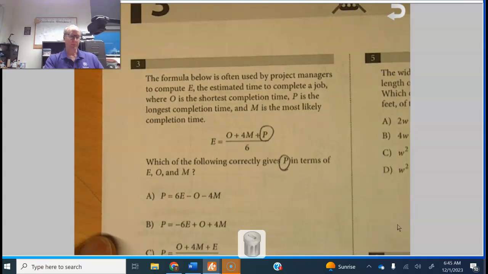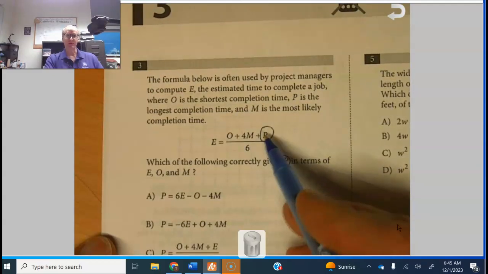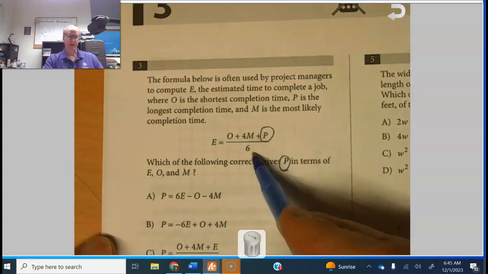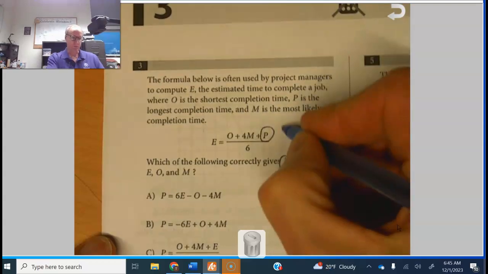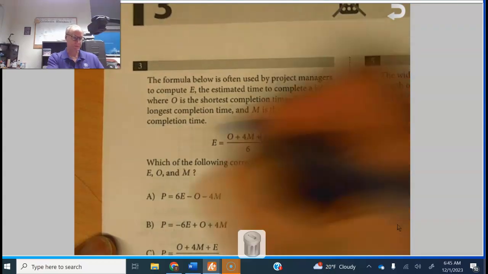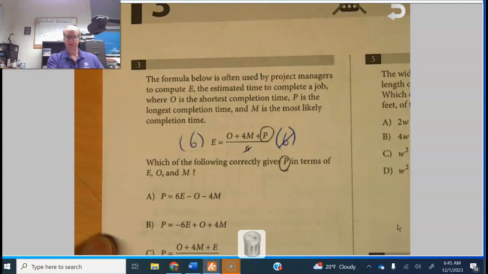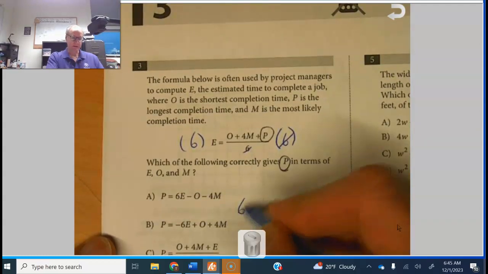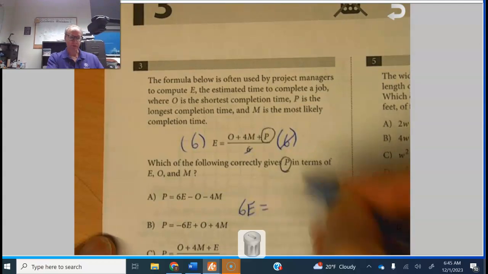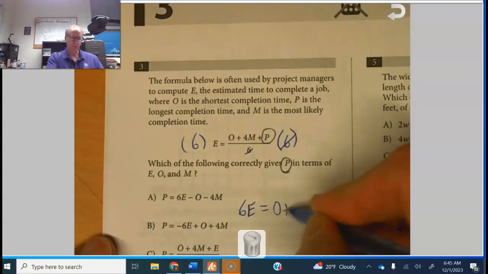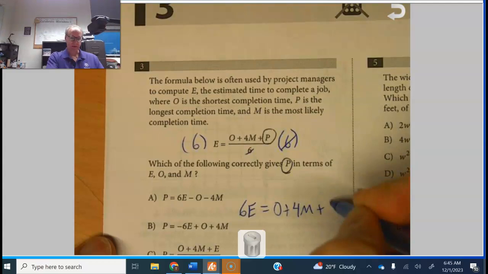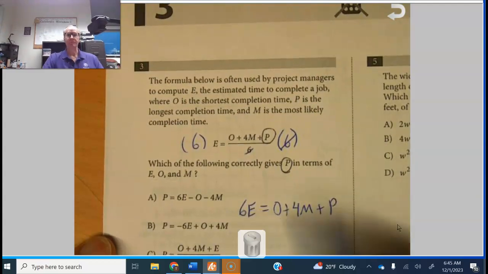And our first step is the last thing we did to P. And the last thing we did to this side of the equation is divide by 6. So in order to simplify this whole thing, I'm just going to multiply by 6 on both sides. And that's going to eliminate that 6. Now I'm almost done already. I end up with 6e is equal to O plus 4m plus p. This is an O, not a 0.